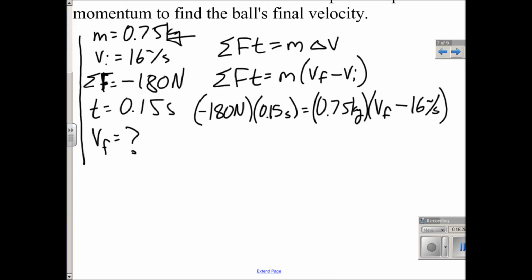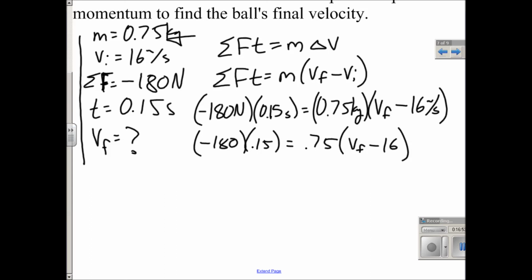All right, so I'm going to rewrite this again without units. I think it'll just make it look simpler, and then solve it and just tack the units back on at the end. All right, so here we go. Let's write it with no units rather. So you get negative 180 times 0.15 equals 0.75 times VF minus 16. Right, that looks much simpler, doesn't it? Okay, so here we go. Let's multiply this whole thing out.